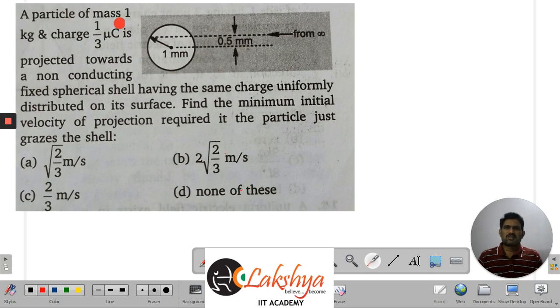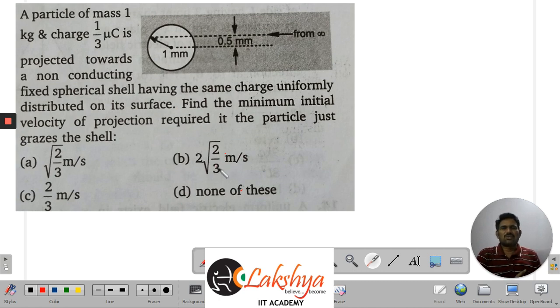A particle of mass 1 kg and a charge 1 by 3 microcoulomb is projected towards a non-conducting fixed spherical shell having the same charge uniformly distributed on its surface. Find the minimum initial velocity of projection required if the particle just grazes the shell. That means we are projecting this particle from infinity here. The particle just grazes the surface, it travels along the surface. That is the given information.